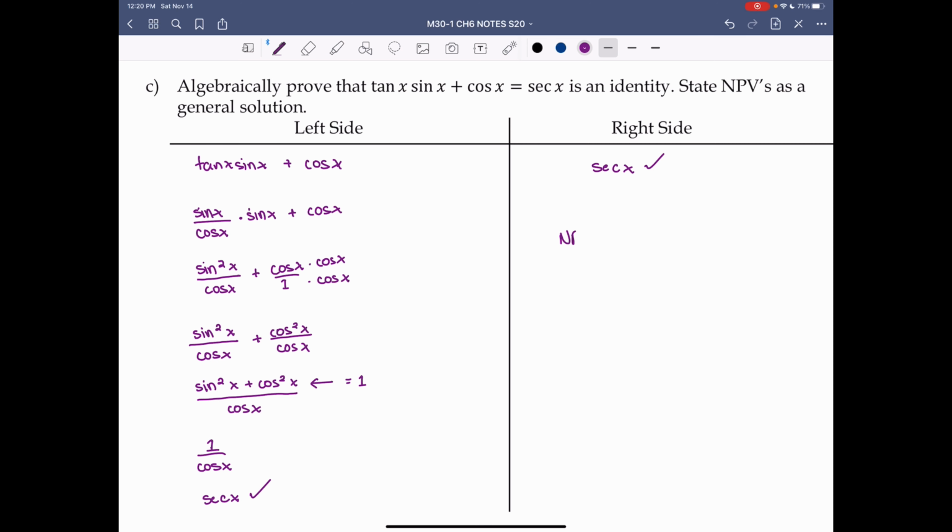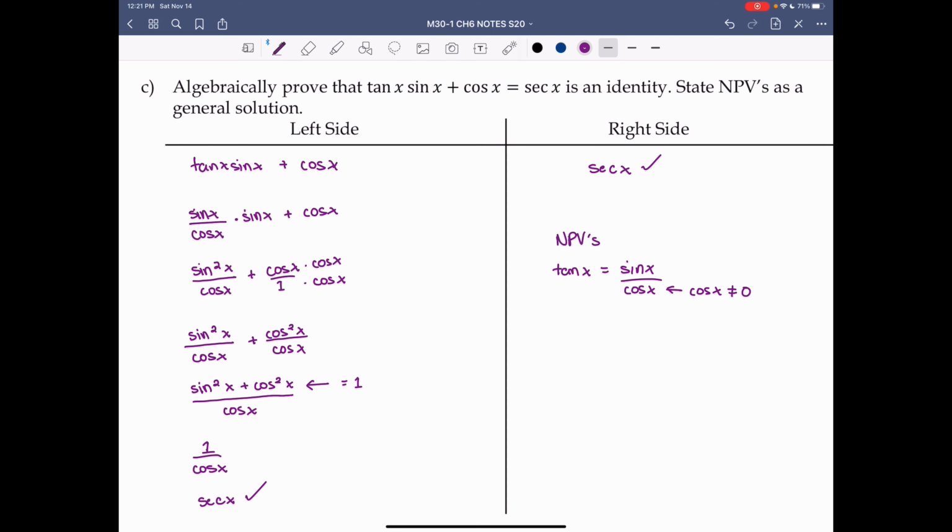Now our NPVs. On the left side we had tan x, which is sine x over cos x. So cos x cannot equal 0. And then we get down to secant x on the left side, which is also what we have on the right side. Secant x is 1 over cos x. So again, we get that cos x cannot equal 0.